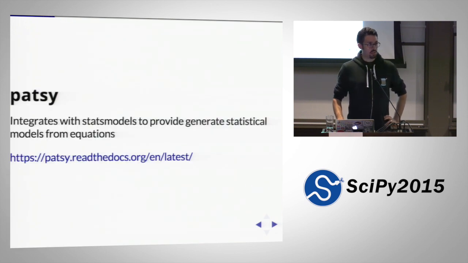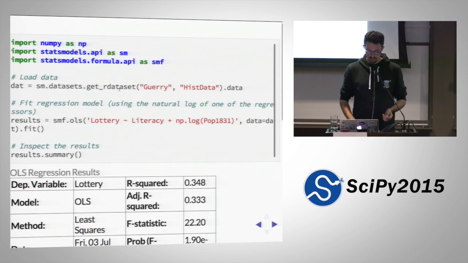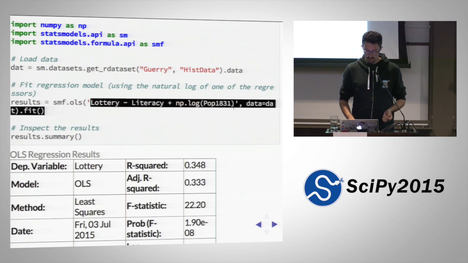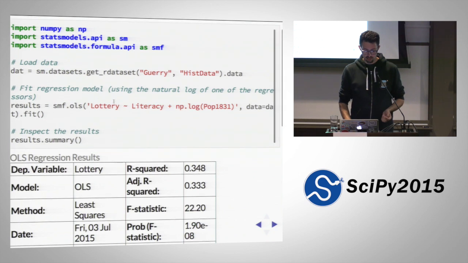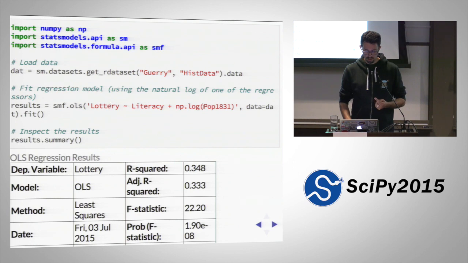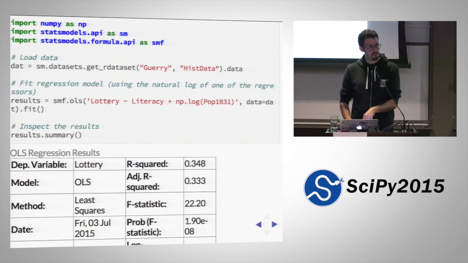Patsy works with statsmodels to allow you to write your models as strings that look like equations, which is handy. So in this example, we've got some data set and apparently it has something to do with the lottery. So we're actually writing out this model expression in Patsy. And then under the hood, statsmodels is using Patsy to translate from this equation. So dat is a data frame, and lottery and literacy and pop1831 are all columns in that data frame. And so it knows to relate the lottery variable to the literacy and the transformation of the population.